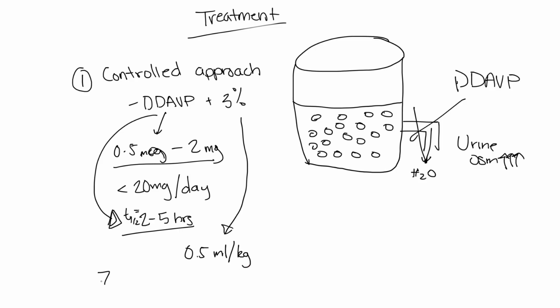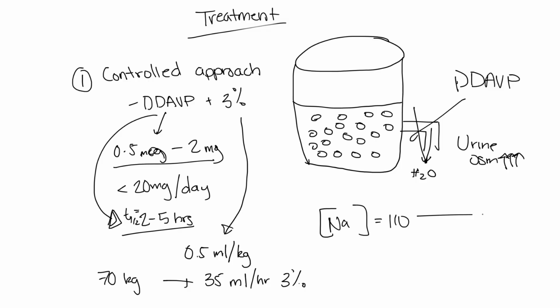So if I have a 70-kilo individual, I'm going to start at a rate of 35 mLs per hour of 3% saline. Okay, how did I get this number? Well, this is sort of empirically calculated. Let's think about a patient whose sodium is 110, and they are a 70-kilogram male with 42 liters of total body water, right?